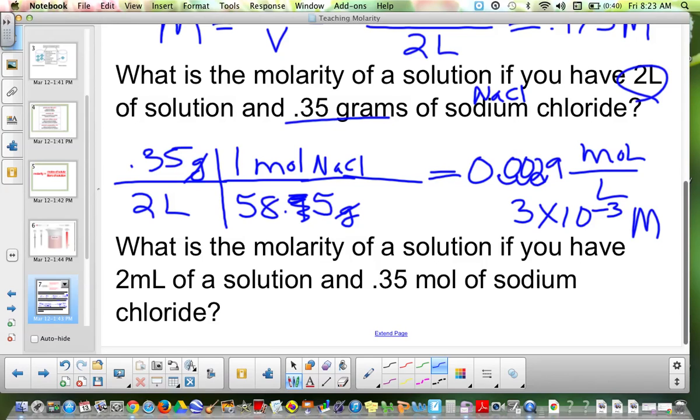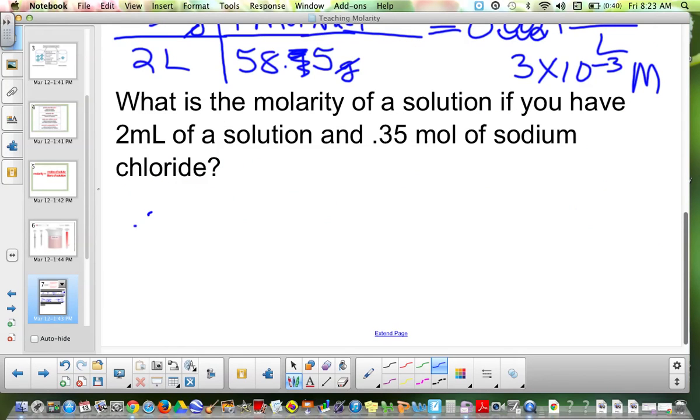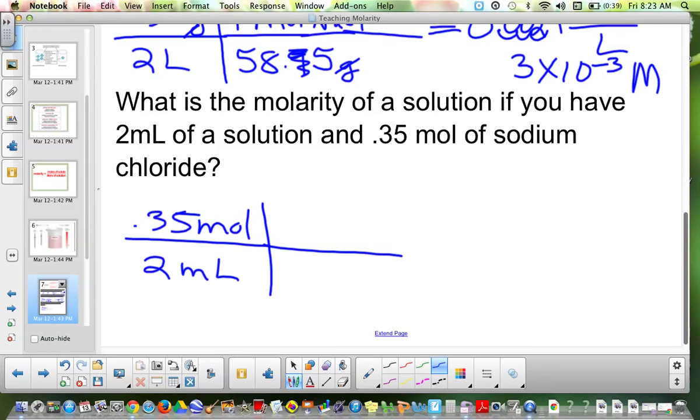What is the molarity of a solution if you have 2 milliliters of that solution? 0.35 moles. But what do I have to do now with my volume? Stay with me. I got to convert it to liters. Thank you for using that lovely terminology. Okay? So I'm going to say there are 1,000 milliliters in a liter, and then you guys can do the math, and that's going to give you molarity. Okay? So far, so good. I'm trying to ease you into this.